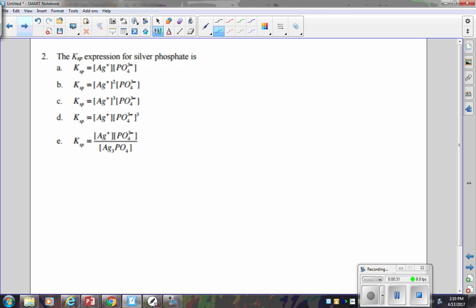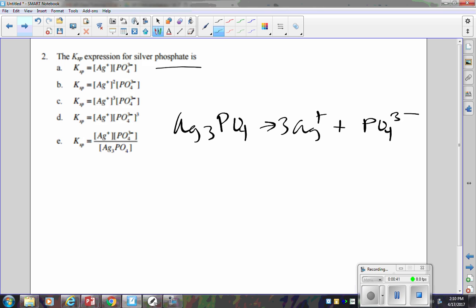Next, in the Ksp expression, silver phosphate, remember it would be Ag3PO4. It's going to break into 3Ag+ plus PO4 3-. Solids aren't included in the equilibrium expression, so what you're going to get is C would be your correct answer choice, Ag to the third, and PO4 to the first.